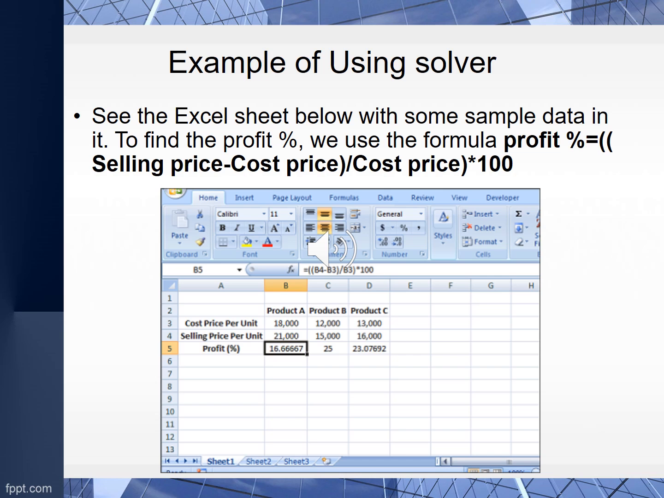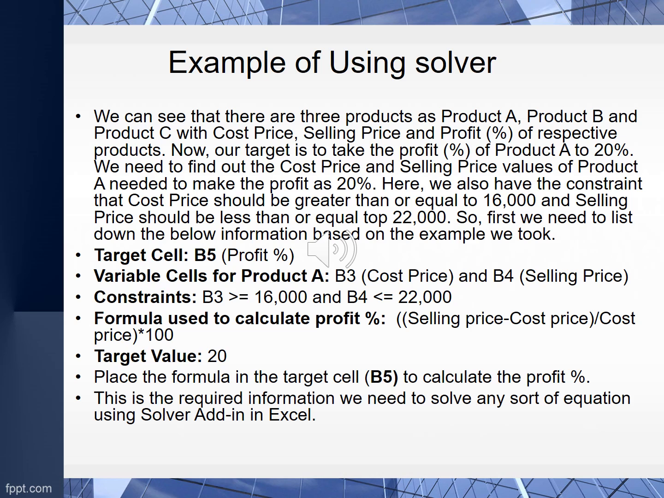To find the profit percent, we use the formula profit percent equals double open parenthesis, which means that the operation should be performed in a specific order: selling price minus cost price, which first gets calculated, and then divided by cost price, so that component gets calculated first, and then we're multiplying that by 100. We can see in the example that there are three products, product A, B, and C, with a cost price, a selling price, and a profit percentage of respective products.